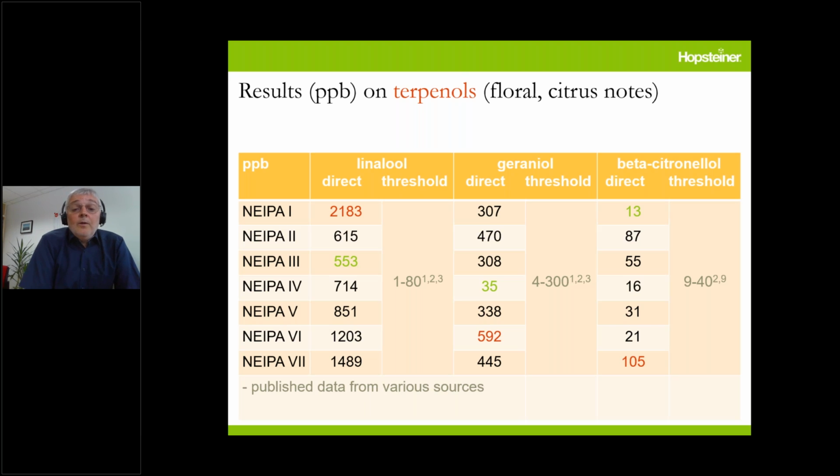For geraniol, in most samples, you have higher concentrations as compared to the highest threshold, and for citronellol, in some samples, you have higher concentration as compared to the threshold. And of course, there are also additive effects of these compounds, and therefore concentrations below or a little bit lower than the threshold can give a contribution to the overall expression. So all these compounds can be judged as contributors to aroma in New England IPAs.